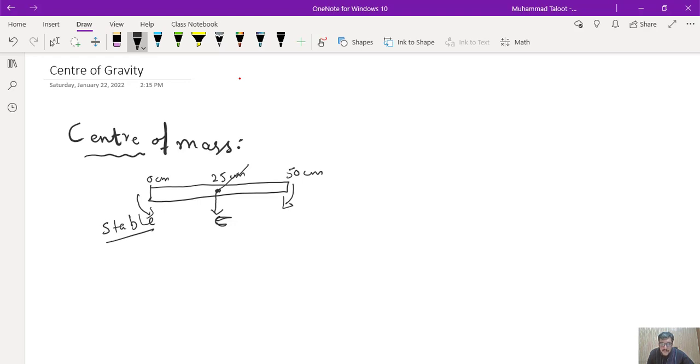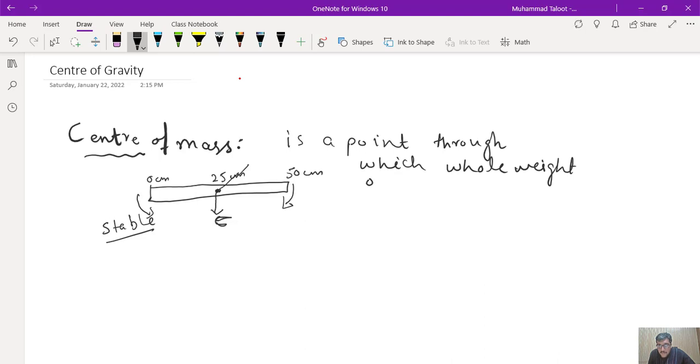In other words, as we have defined, center of mass or center of gravity is a point through which the whole weight of an object acts. So if you see, this is the point of center of gravity or center of mass on which the whole weight of this object is acting.